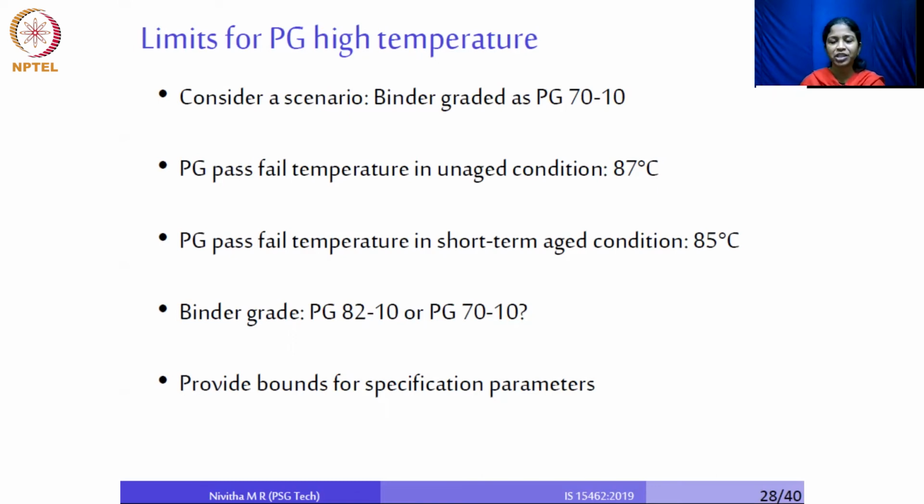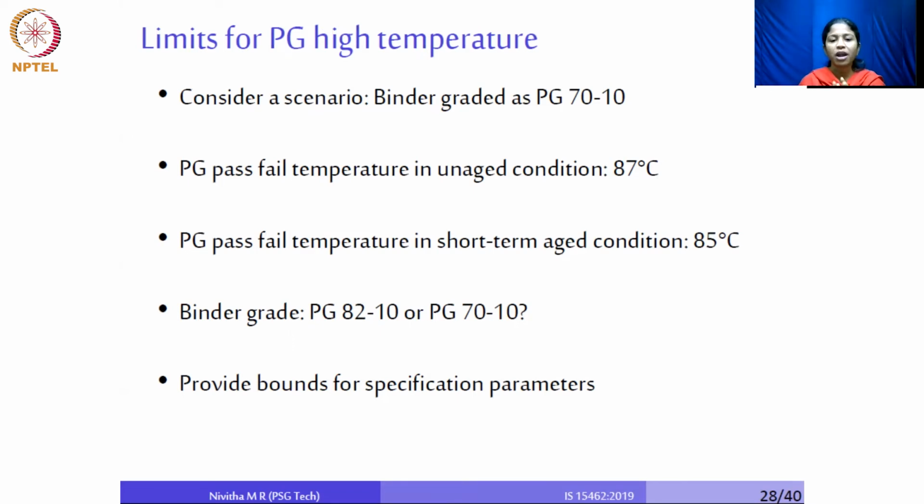As per the specification, it is required to have a minimum of 1 kilopascal at 70. So if you look at these values, maybe it is having somewhere around 2 or 3 kilopascal at 70 degrees. Anyway, it is meeting the requirement because the minimum value is satisfied, right? So it could be graded as a 70-10 also, or it could be graded as an 82-10 also.